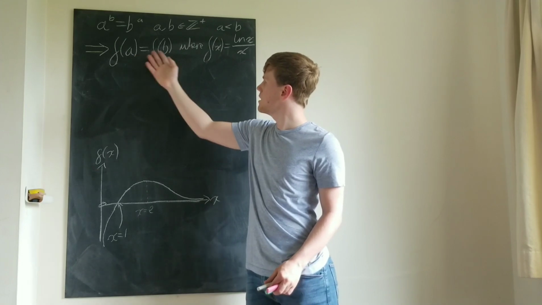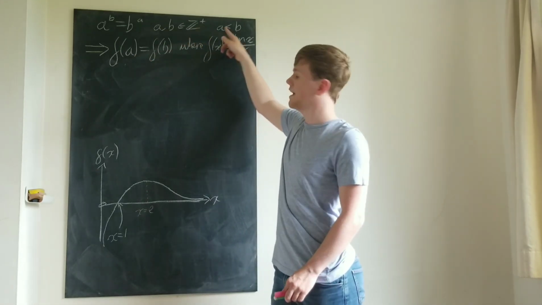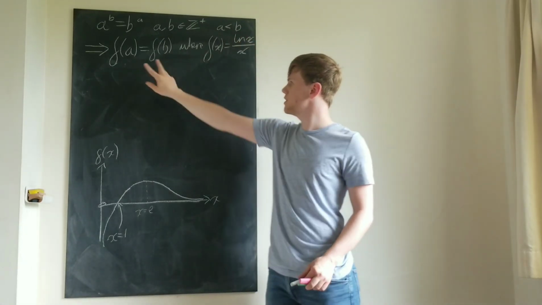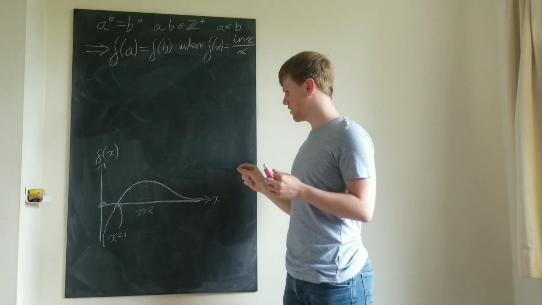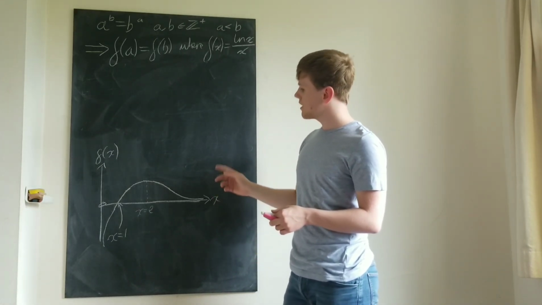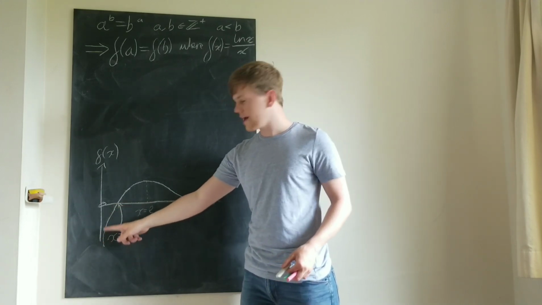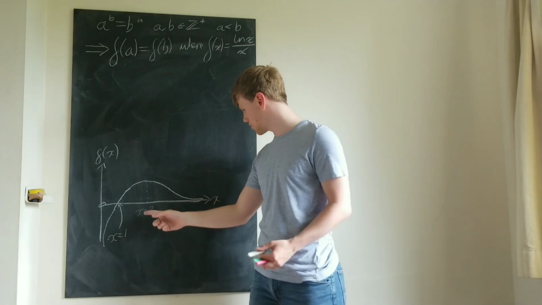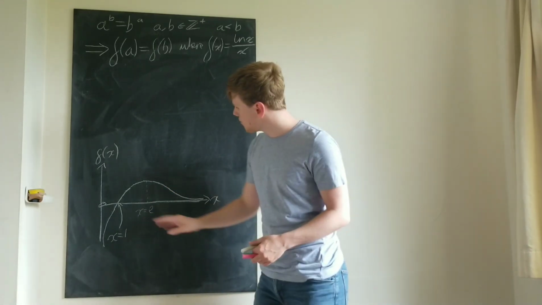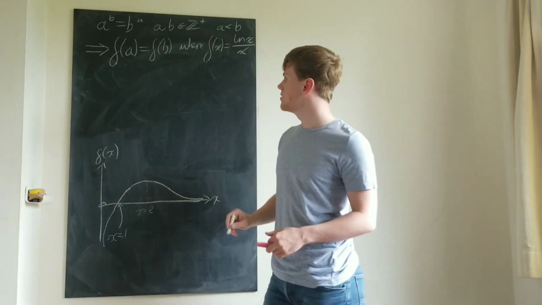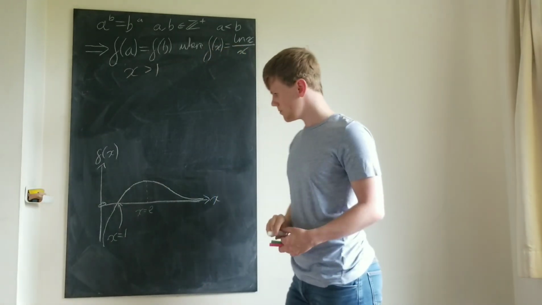So now that we've sketched our graph of y equals f of x, we know that we're looking for values of a and b where f of a equals f of b, a and b are positive integers, and a is less than b. And so we need two x values distinct from each other which have the same y value. And so these x values cannot be in the range x is less than or equal to 1, because f of x is a one-to-one function for x less than or equal to 1. So our values of a and b must satisfy x is greater than 1.